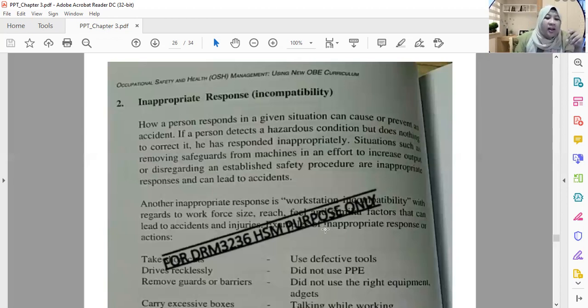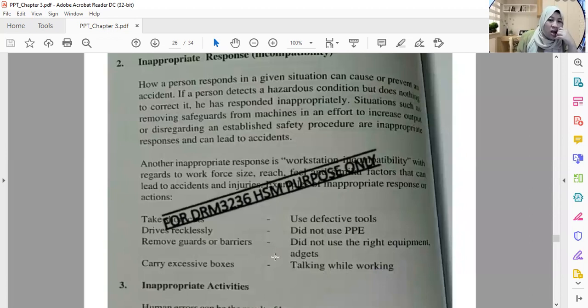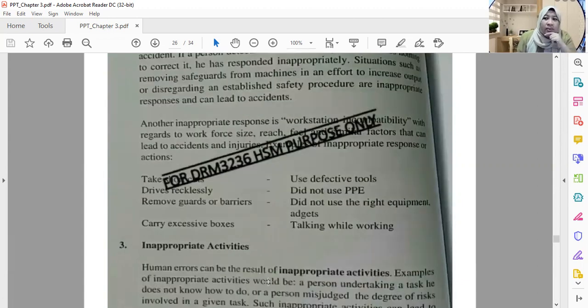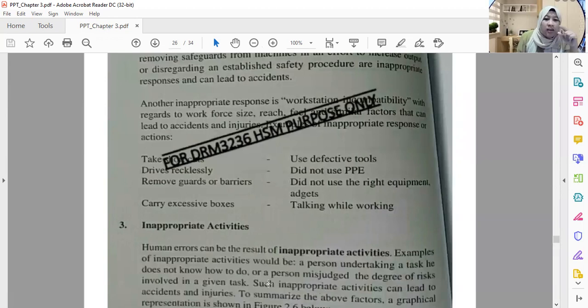Another inappropriate response is workstation incompatibility with regard to work size, reach, fuel, and similar factors that can lead to accidents and injuries. So it is also an example of inappropriate response or actions. For example, using defective tools.